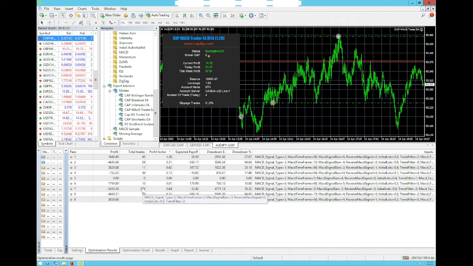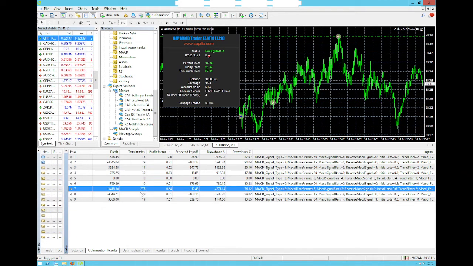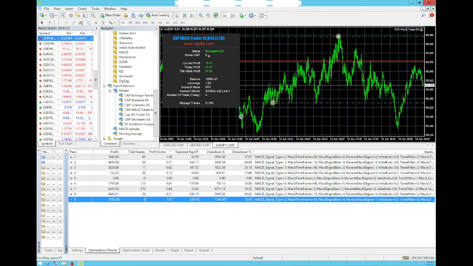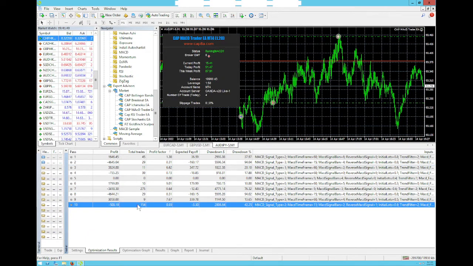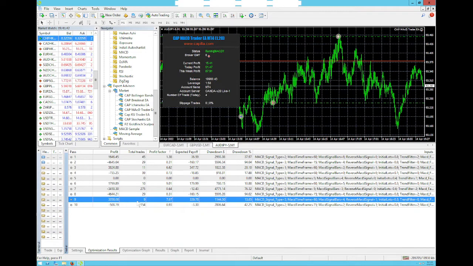See right here, for example, 275 trades, guys. You don't want a crazy amount of trades like that. You're just gonna stress yourself out too much, and you don't want like 9 trades in a month either. You don't want 0 trades in a month. You don't want 11 trades in a month. That's too low for me. 154, that's too many trades for me. I want to keep it at a nice healthy trading level, not too much movement.